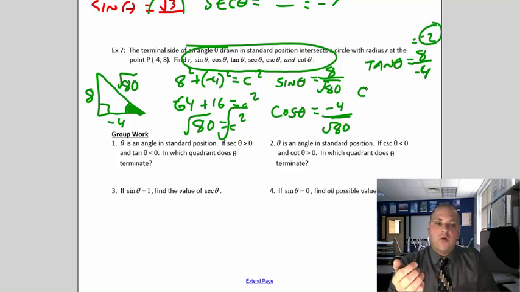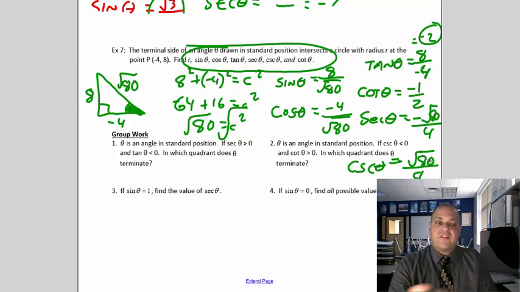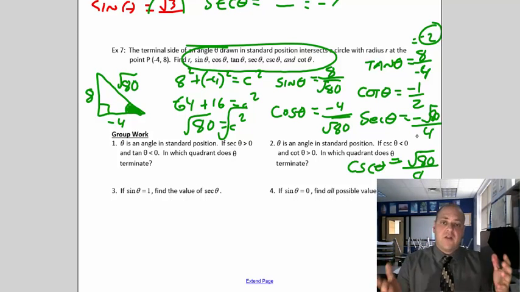All right. The cotangent is going to be the reciprocal of negative 2, which is negative 1/2. The secant is going to be the reciprocal of the cosine, so negative radical 80 over 4. And then the cosecant, hopefully you're fitting it in better than I am, the cosecant's the reciprocal of sine, which is radical 80 over 8. And again, you would have to simplify the radical. You can't leave radical 80, so you have to break down the radical and simplify that.